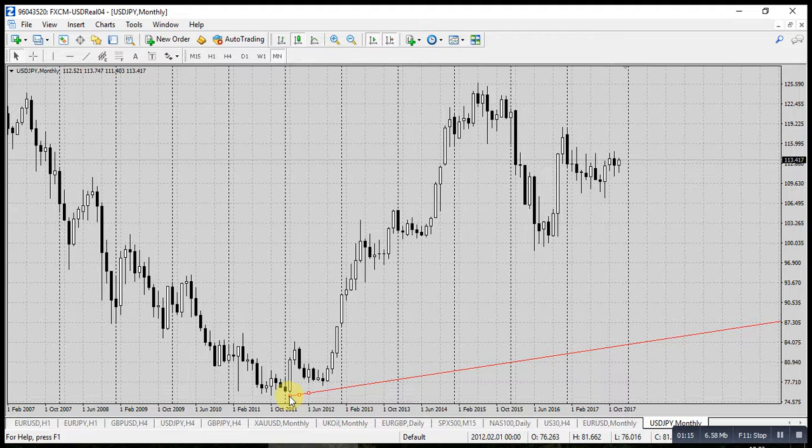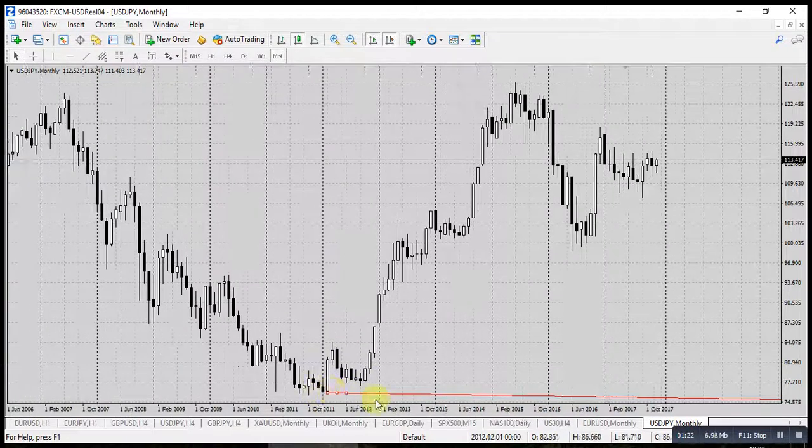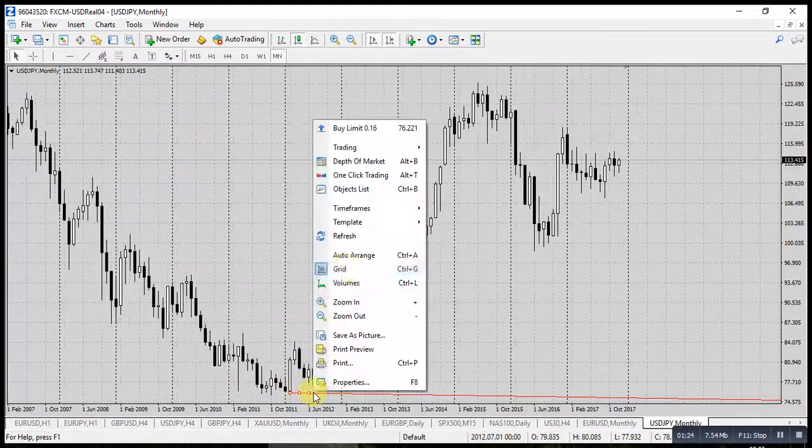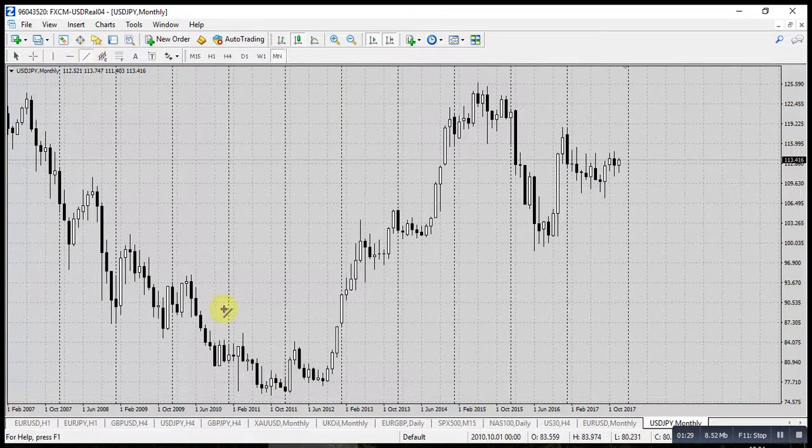So we go forward from the second low and we draw a second trend line. Okay, so here we see again this trend line is also not useful for us. So here's our next trend line.